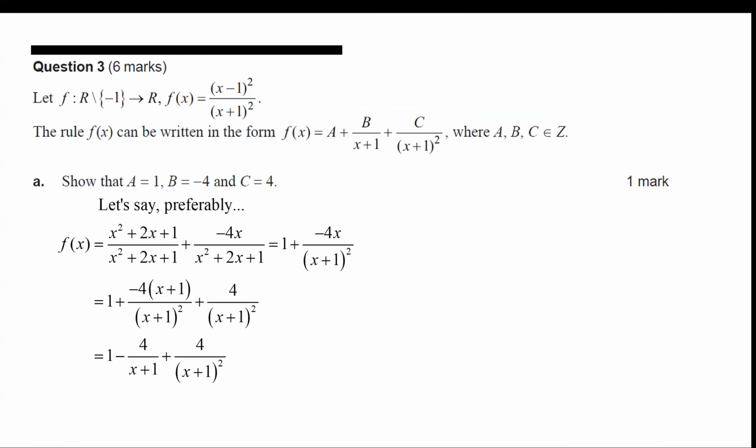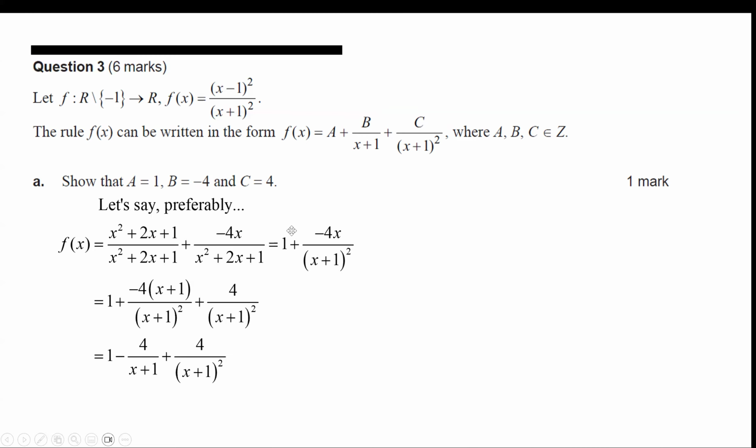Preferably, if you see this set of work on the assessment report, you can separate out the top and the bottom, like x squared plus 2x plus 1 divided by x squared plus 2x plus 1. This will give you a 1. And then you need to subtract the 4x and recover x squared minus 2x plus 1. So you'll be able to get 1 plus minus 4x divided by x plus 1 squared.